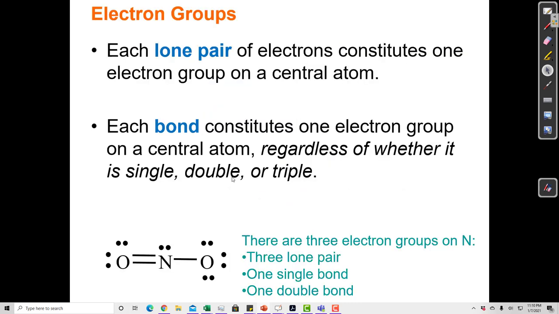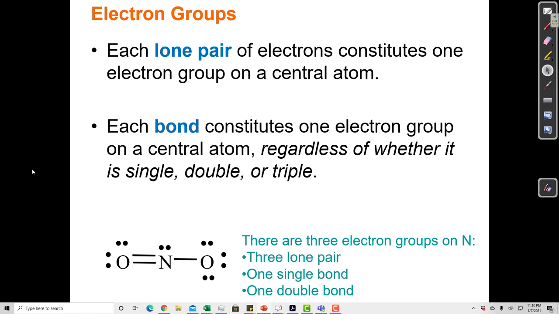Each lone pair of electrons constitutes one electron group on a central atom. So we're going to have to come up with some way to count what we call electron groups. When we have a lone pair of electrons, that counts as one group. And a bond also counts as one group. And here's the thing that's a little bit tricky. It doesn't matter if it's a double bond or a triple bond or a single bond, it only counts once.